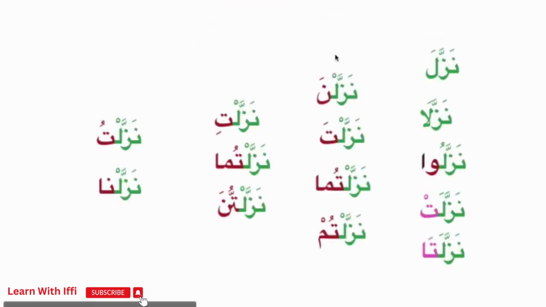So one more word will be nazzala. So again 4-letter. Nazzala, nazzalu, nazzalat, nazzalata. Again mutaharrik pronouns. Lam kalima gets sukun. Nazzalna, nazzalta, nazzaltuma, nazzaltum, نزلتي نزلتما نزلتن نزلت نزلنا.